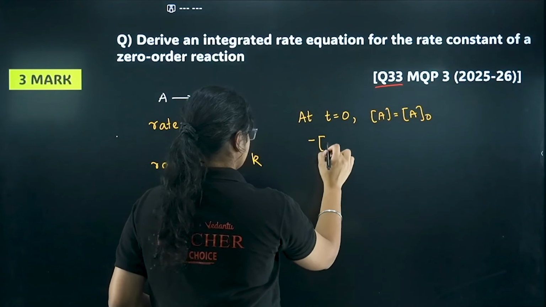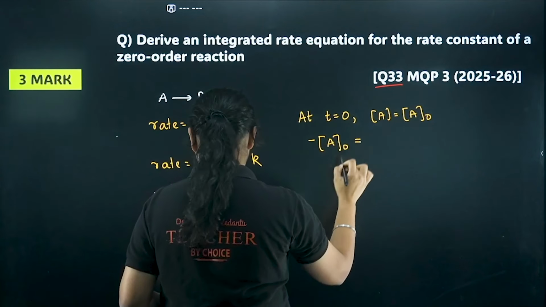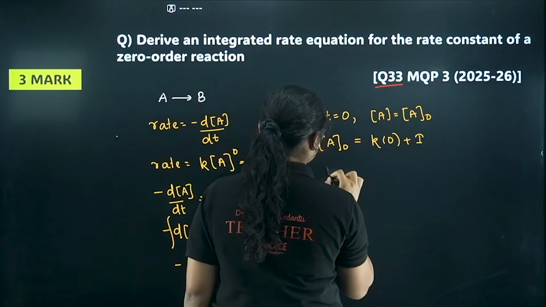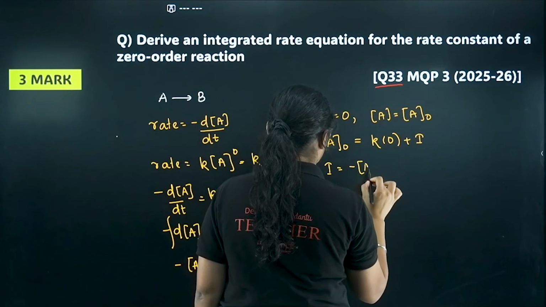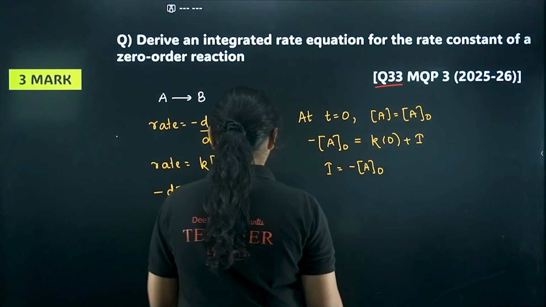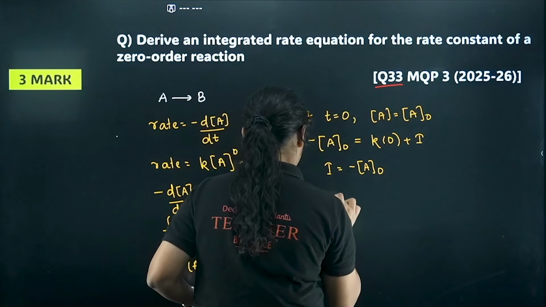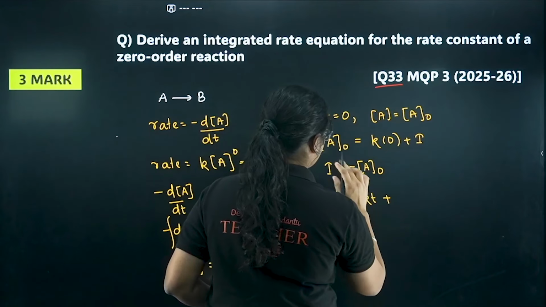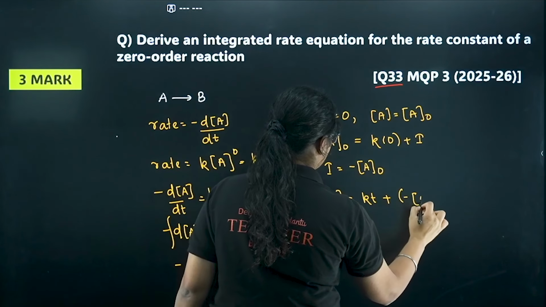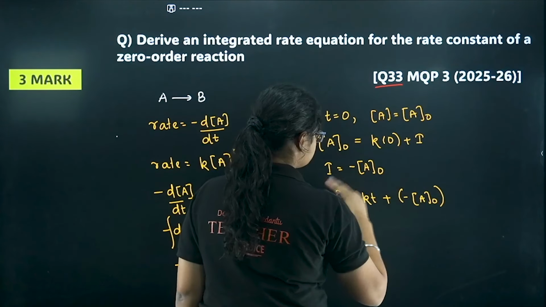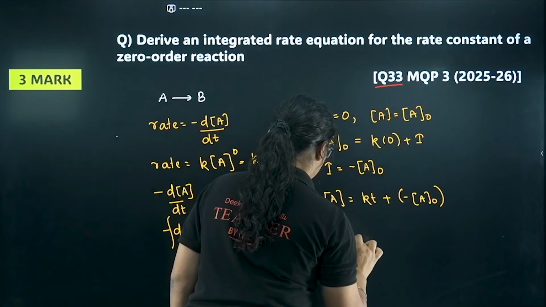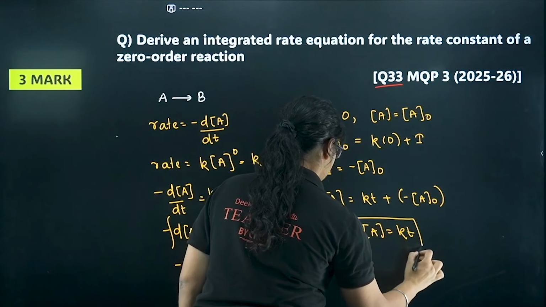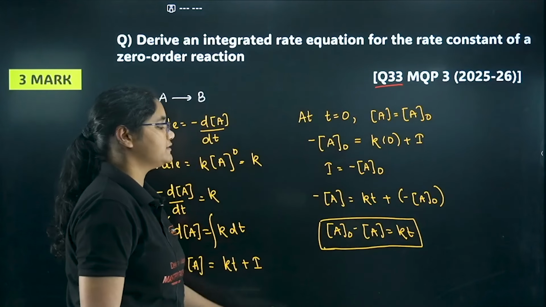Okay, so this is minus A naught. Okay, K, this is 0 plus I. So I value is equal to minus A naught. Clear? Now I can substitute here this value: minus A is equal to KT plus I value, which is minus A naught. Now this A naught value comes here: A naught minus A is equal to KT. So this is my final integrated equation for the zeroth order reaction.